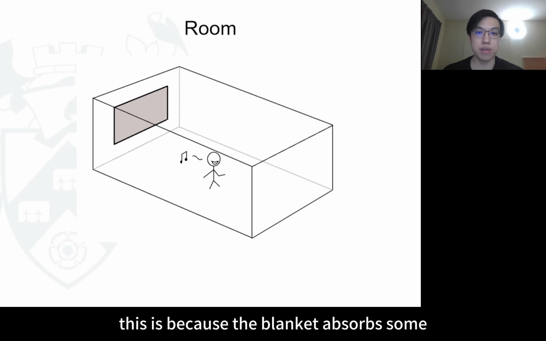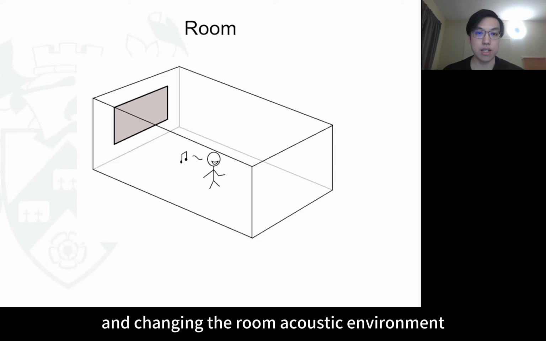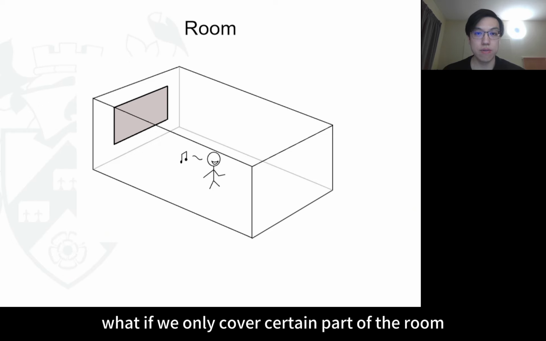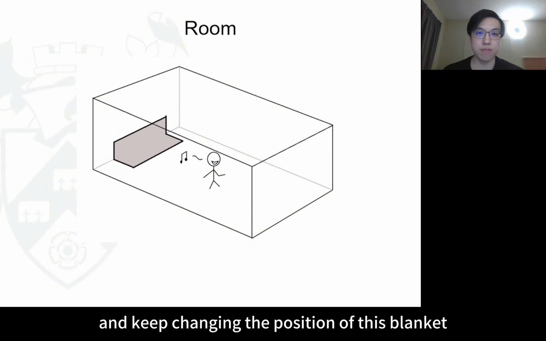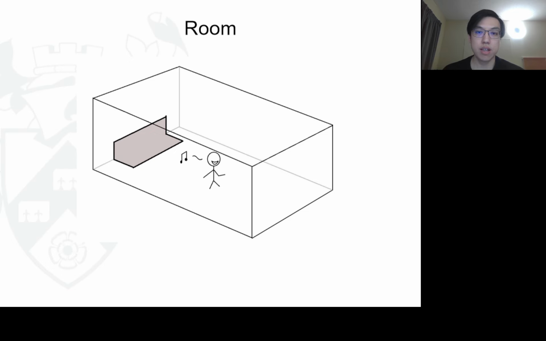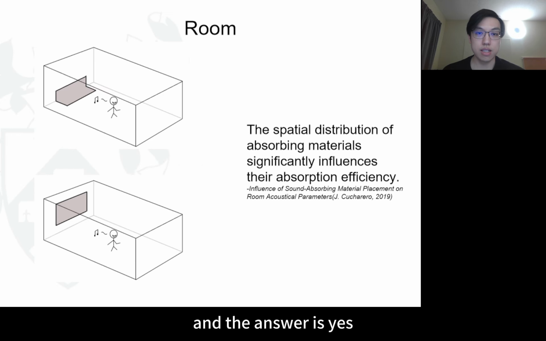This is because the blankets absorb some of the sound energy, reducing the reverberation time and changing the room's acoustic environment. Now let's think a bit further. What if we only cover certain parts of the room with blankets and keep changing the position of the blankets each time we measure the room's acoustic response? Would the acoustic environment change with each adjustment? And the answer is yes.